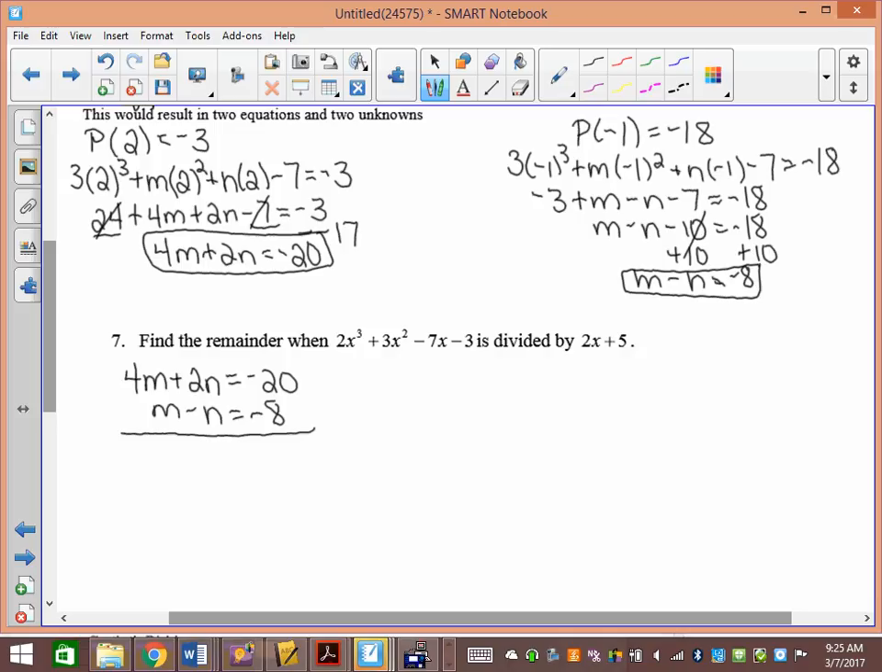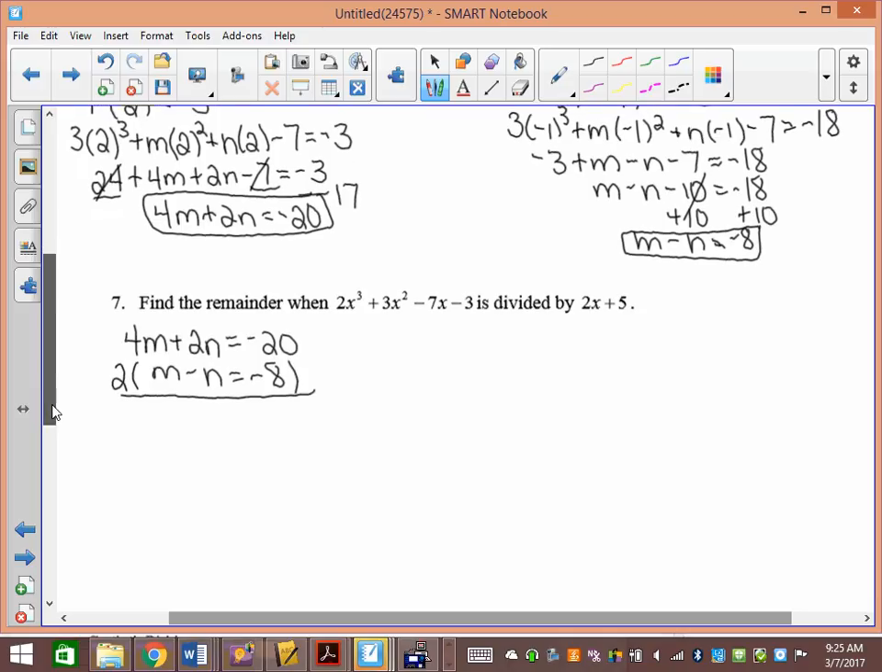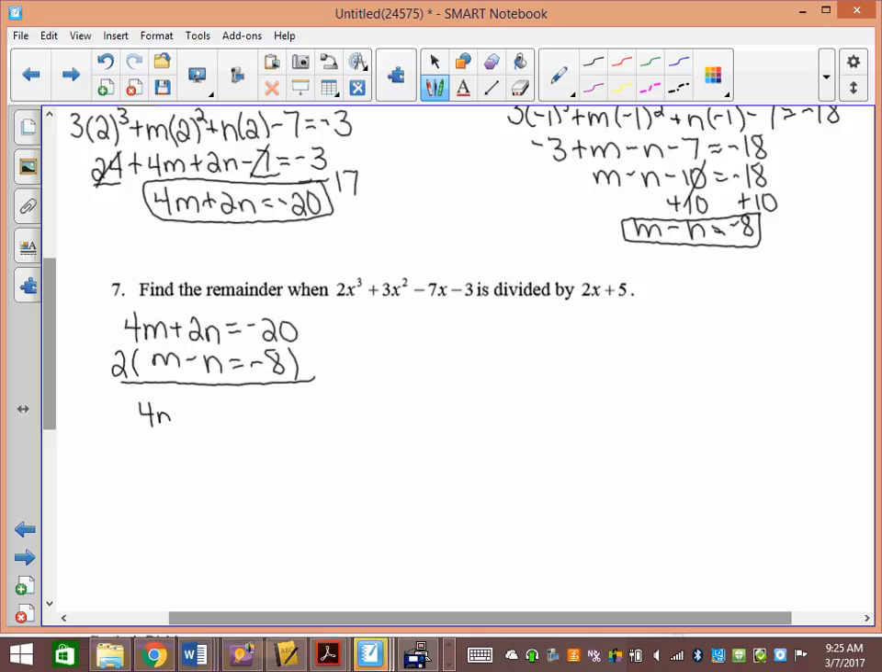So I'm going to times the second whole equation, including the 8, which is what everyone used to forget to do in grade 10, by 2, so that they match. I'm going to do the entire equation by 2. So I get 4m plus 2n equals negative 20. And then 2m minus 2n equals negative 16. And then I can add them now, because if I add them, the n's will cancel. Right?